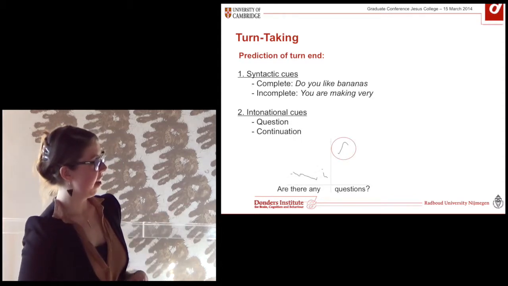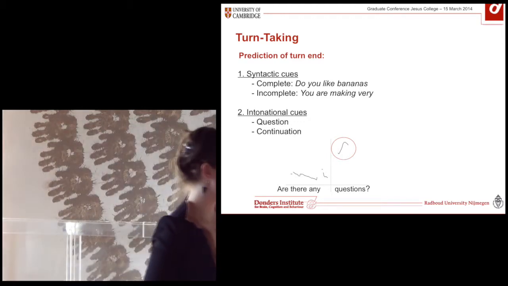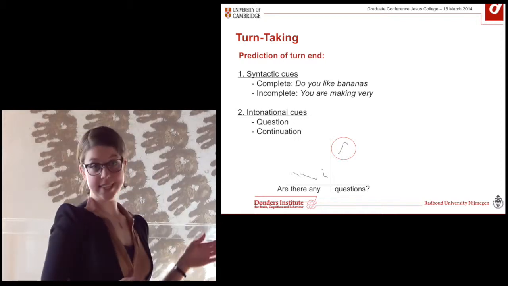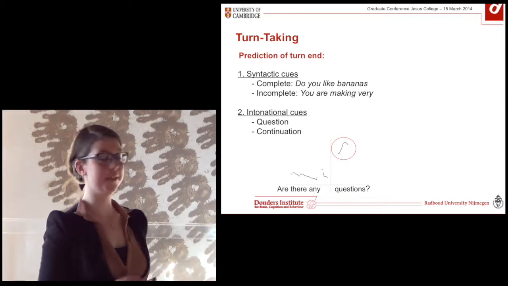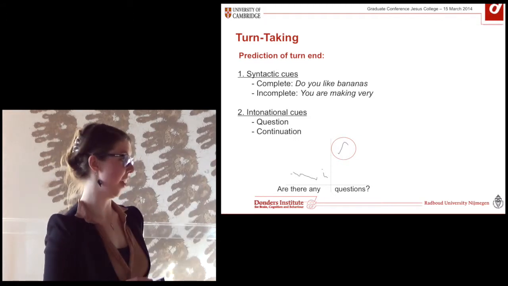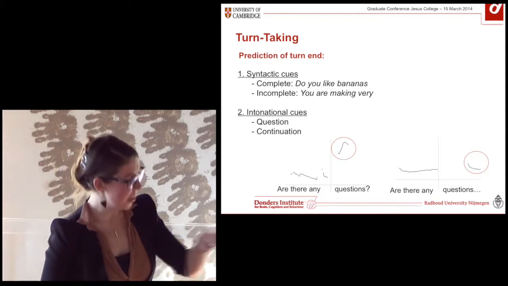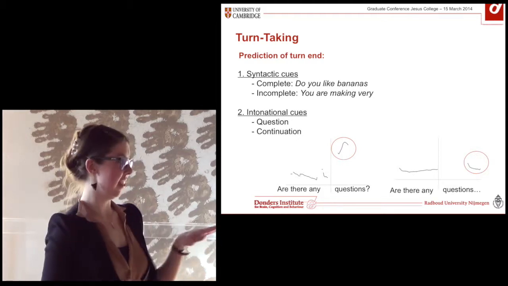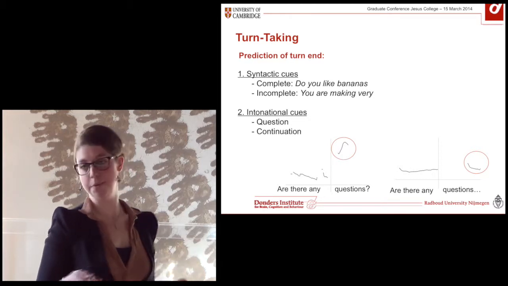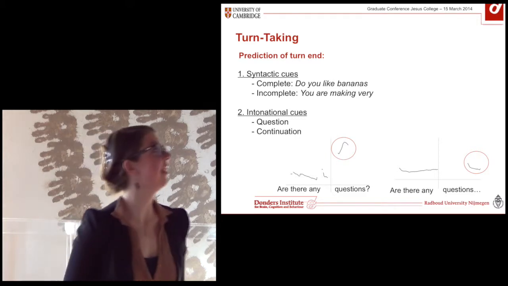You can present intonation as a pitch contour, these lines. And what is then the difference between a question intonation and a continuation intonation? For the question, you have a final rise, like, are there any questions? Whereas when you have a continuation contour, this final rise is absent, so it's something like, are there any questions I would like to answer? So those are two linguistic cues.